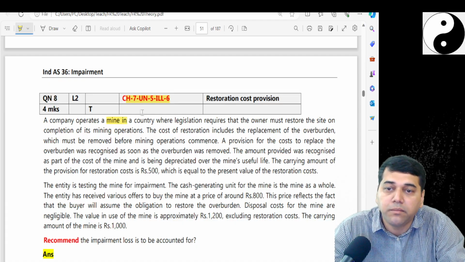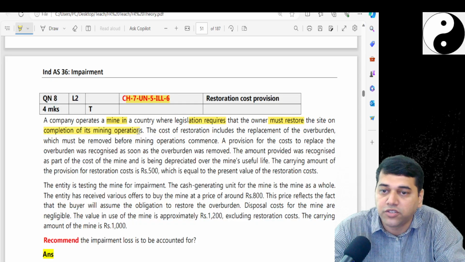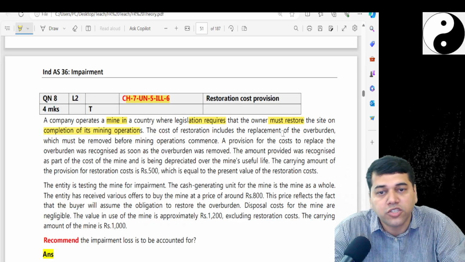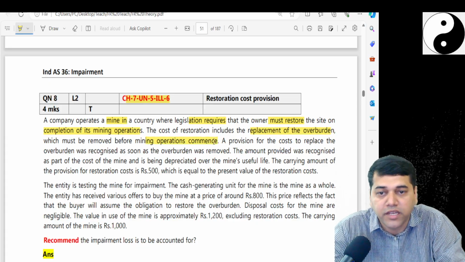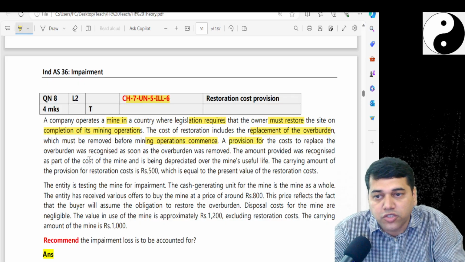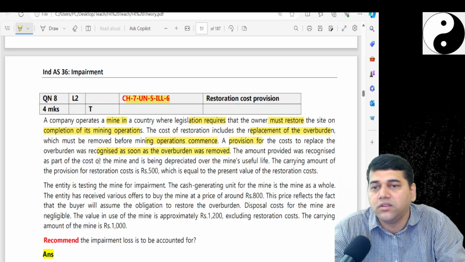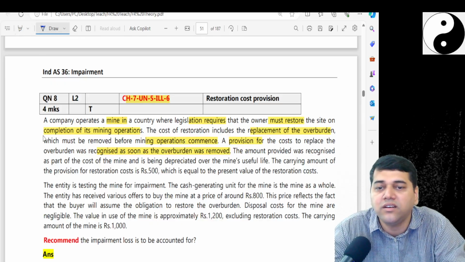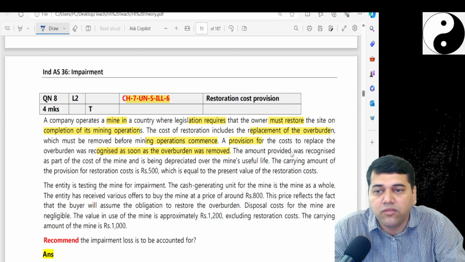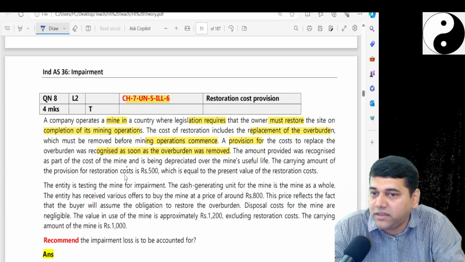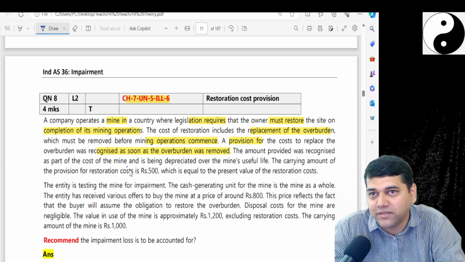Now, a company operates a mine in a country where legislation requires the owner to restore the asset before the completion of the mining operations. The cost of restoration includes replacement of the overburden, which must be removed before the mining commences. Provision for the cost to replace the overburden is recognized as soon as it is removed. So this is the story, and they say that there is a decommissioning liability. The amount provided was recognized as part of the cost of the mine. Is it correct? What accounting entry must they have passed?